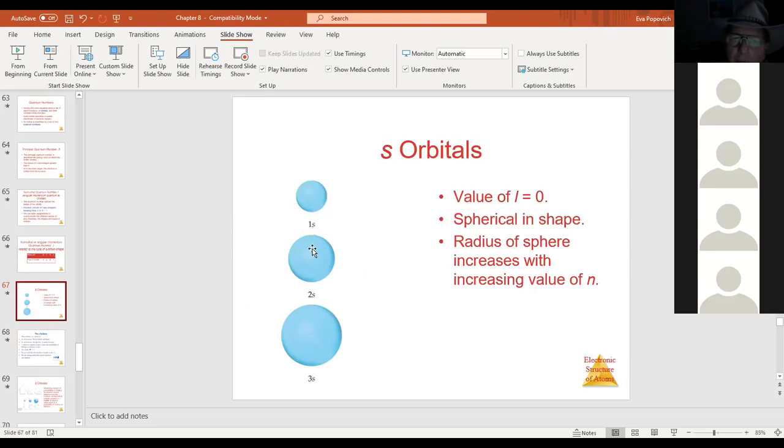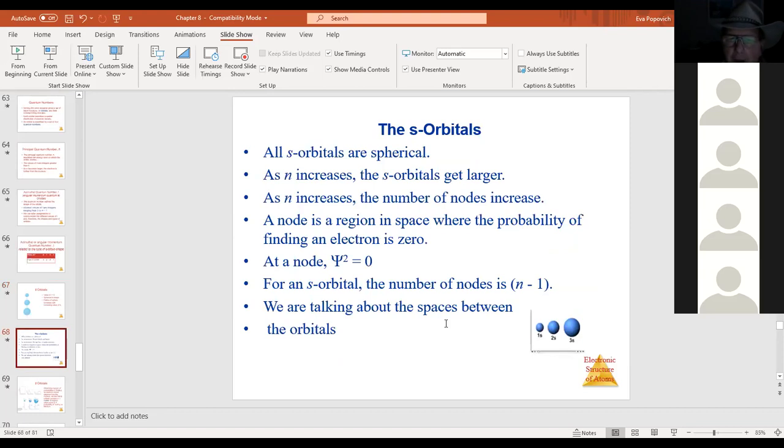If I have a 2s, that 2s electron can't be in the space between the 1s and the 2s, and it can't be in the origin. With a 3s, that electron cannot be in the space between the 2s and 3s, or the 1s and the 2s, or the origin. So bottom line, a node is a region in which there is no probability that the electron exists. At the node, psi squared is equal to 0. For an s orbital, the number of nodes is going to be n minus 1.